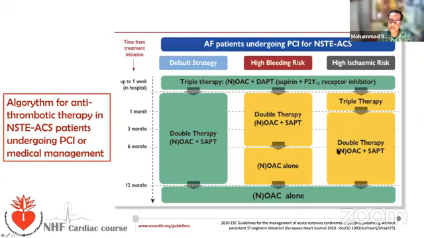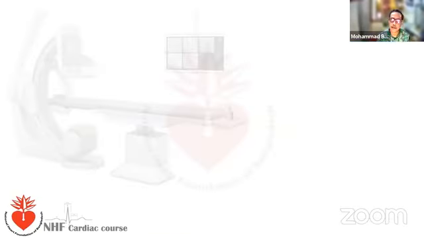Another interesting point, this is also a very new concept. All these patients who are on anticoagulant, after 12 months, should receive only anticoagulant: no aspirin, no clopidogrel, no ticagrelor, nothing else. So even after PCI, a patient receiving anticoagulant should be kept only on anticoagulant beyond 12 months. This is also a new concept in this guideline.